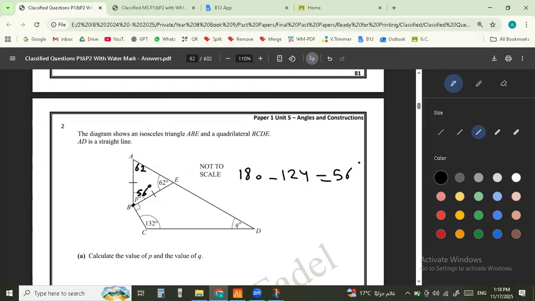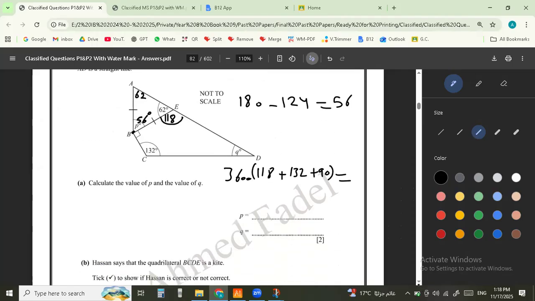What about angle Q? Well, I have this quadrilateral, but this angle is missing. I need to find it so that I can find Q. This angle is going to be 180 minus 62, which is 118 degrees. Now you can find angle Q. You will get it through the quadrilateral BEDC, and you will add 118 plus 132 plus 90 degrees, and then you subtract the three of them from 360 degrees.